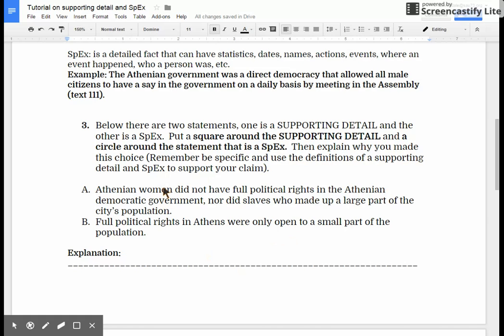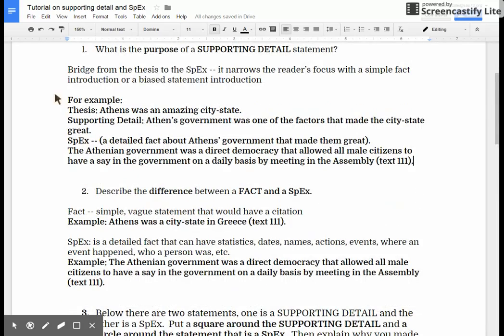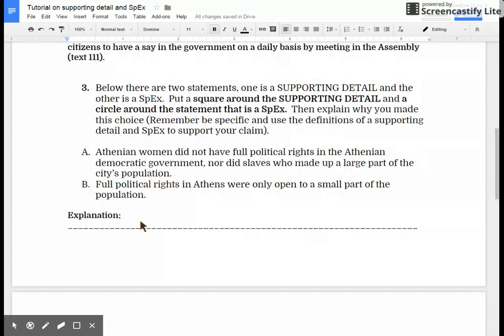Some of you almost got there and you just needed to finish your final thoughts. Make sure on the second quiz that you do that, because remember, I can't read your mind. I can only read what's on the paper. All right, so what I'm going to expect from you when you take the quiz is that you have copied the notes down for supporting detail and SpEx, and you turn those in as soon as you take the quiz.